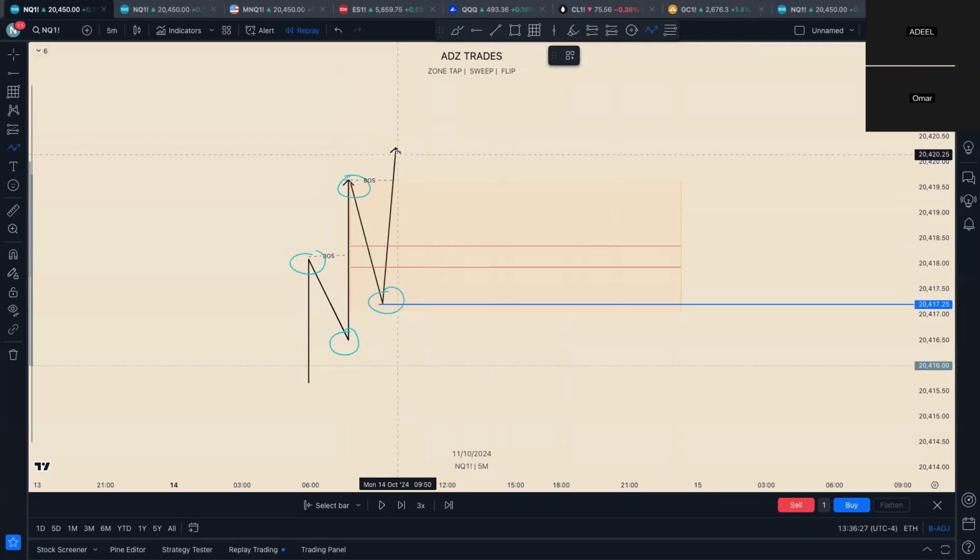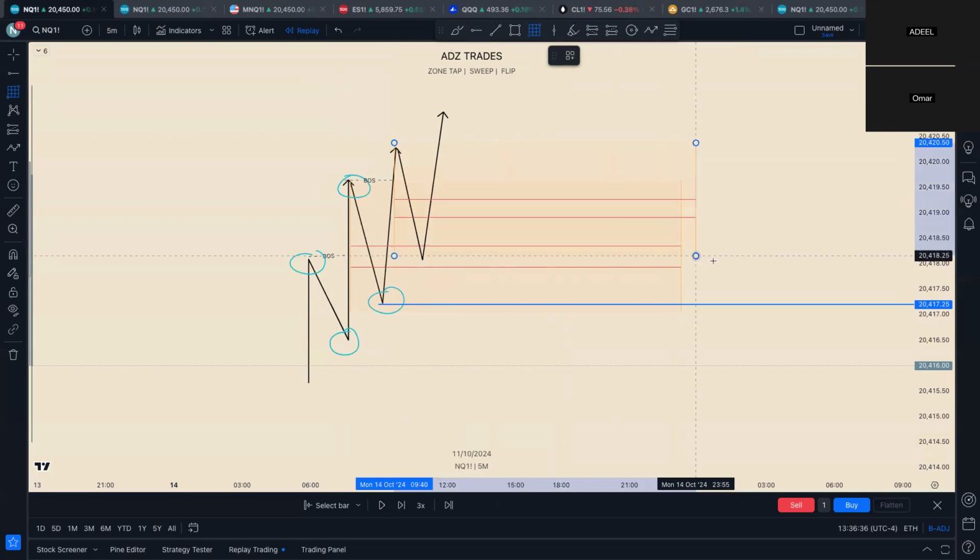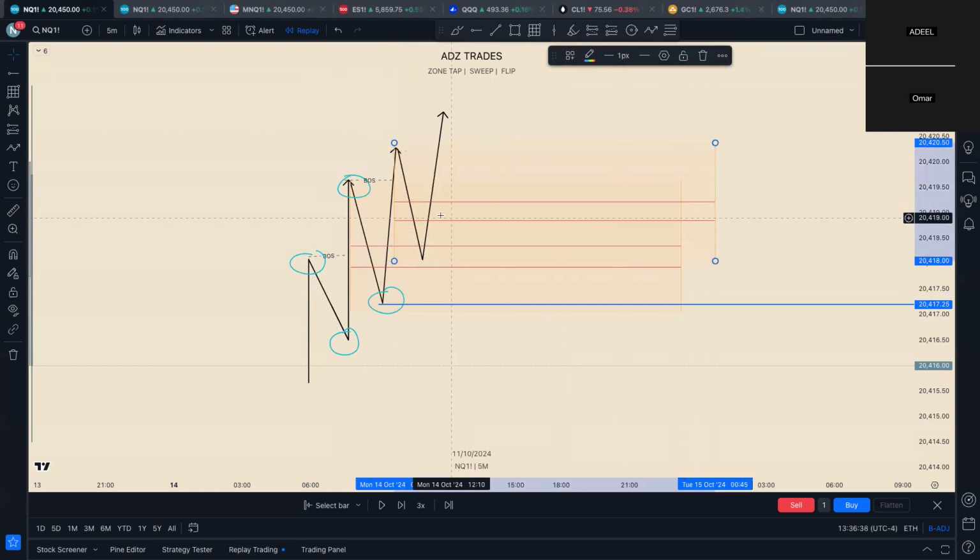So once price does what? Taps into this zone. Okay, we need it to mitigate it. Look for our entry here and then ride the wave up. And we're just going to repeat and now have this new zone here. So it's still simple stuff. And that should all make sense.